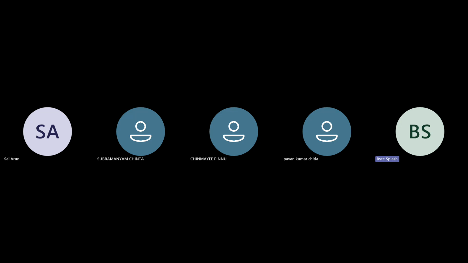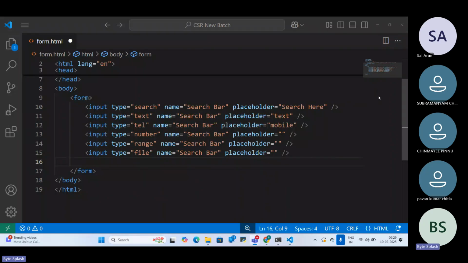So these are the input types of the form, which were introduced in HTML5. Okay, so clear. Whenever we need to load a search bar in our web page, we are going to use input type search. Again, the difference between search bar and text.